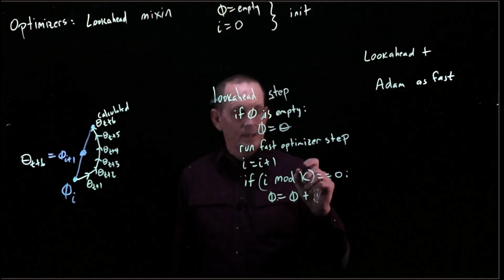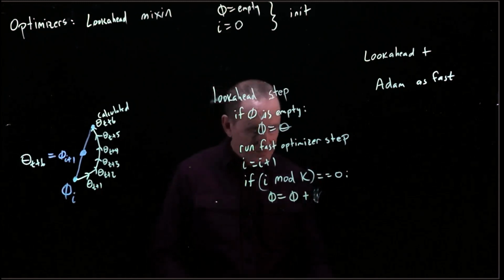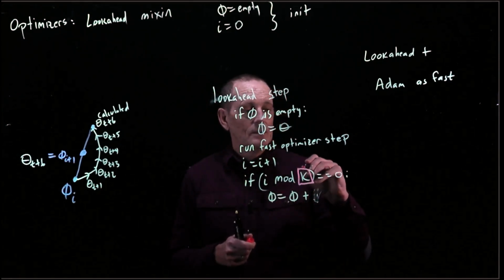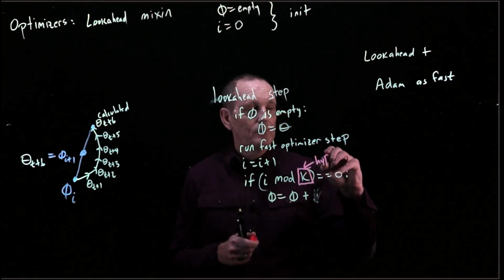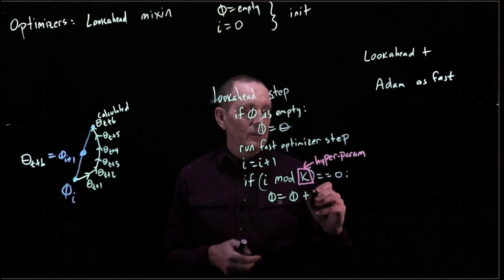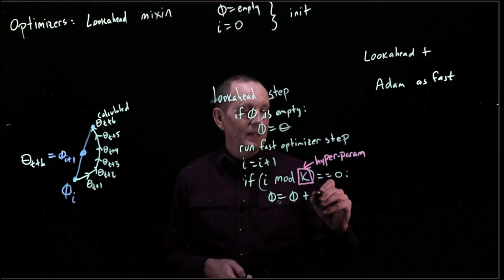let's back up a second. k, where did this come from? So k is a hyperparameter. We have another hyperparameter as well. Our other hyperparameter is alpha.